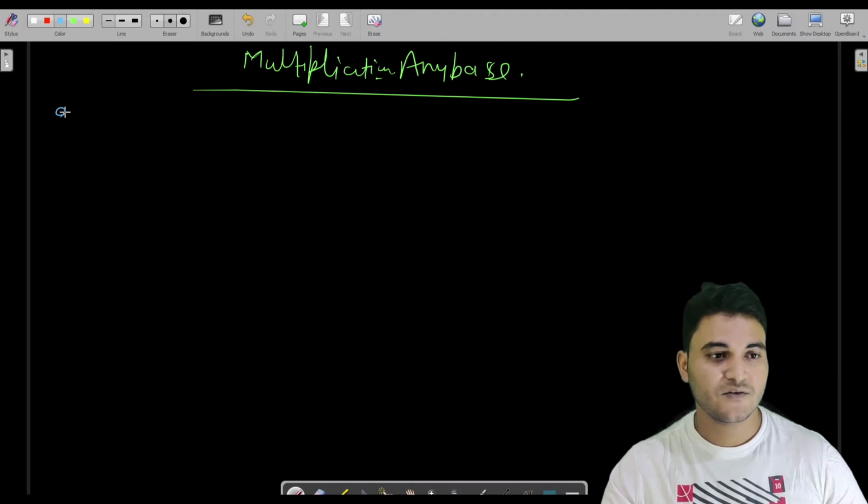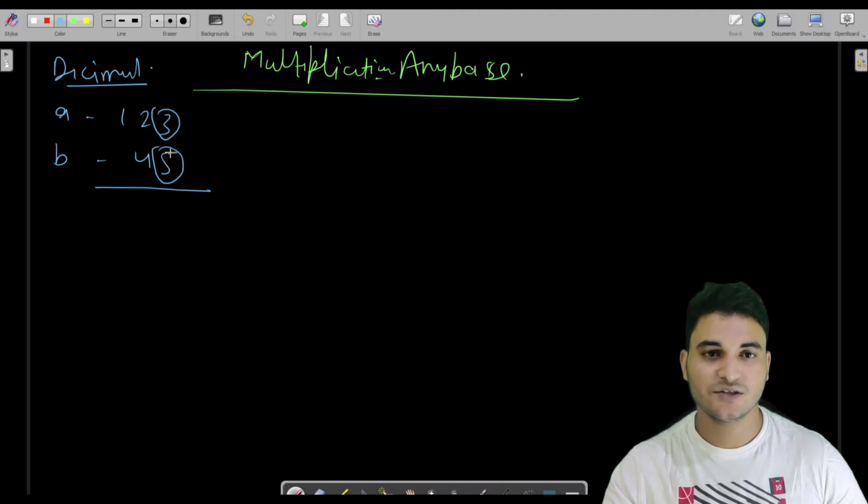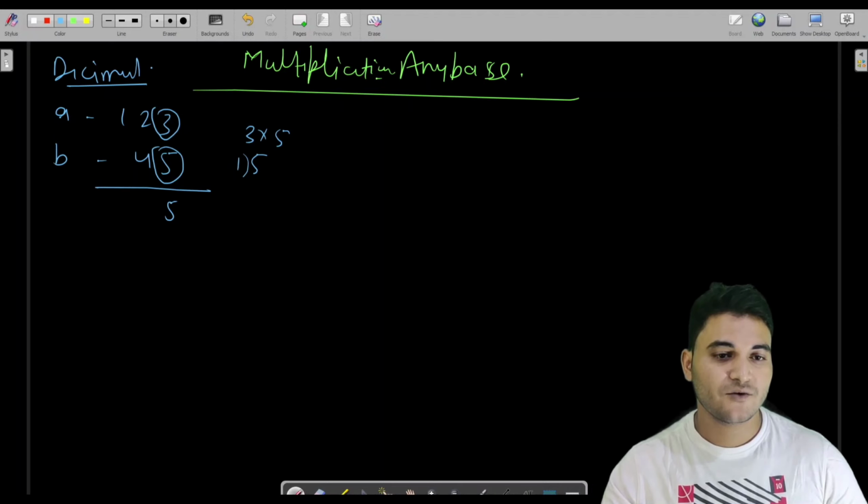Let us say you were given two numbers, one was 123 and another was 45. So you have to multiply these two numbers. Let us say they both are decimal numbers. Fine. Then what we used to do, you used to pick up this digit and multiply these two digits. That was 3 into 5 is 15. Fine. So we have to write 5 here and 1 would be the carry.